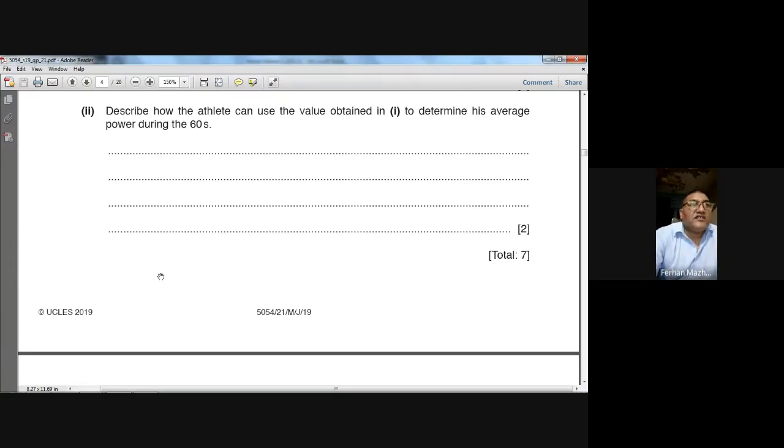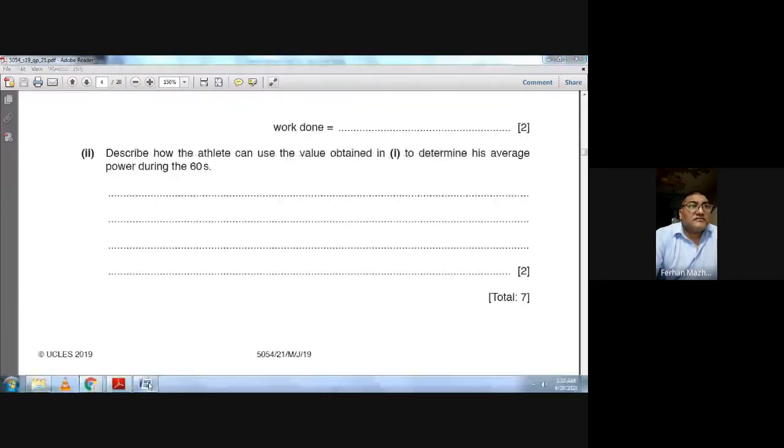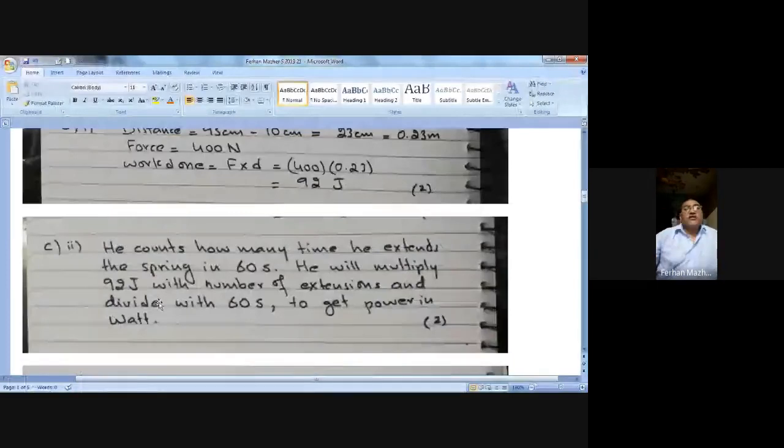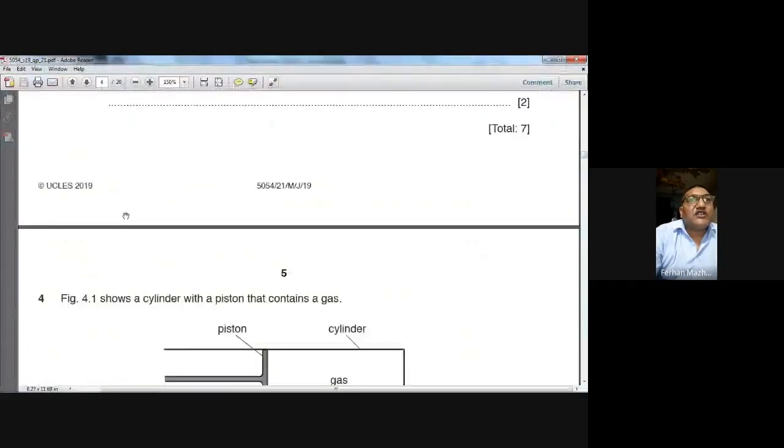I have written this answer also on paper. So let me show you that. On your screen, you can see C second part. He counts how many times he extends the spring in 60 seconds. He will multiply 92 joules with the number of extensions and divide by 60 seconds to get power in watts, because power formula is total work done divided by time. And the unit of the power is watt. So it's a two-mark question, not that difficult. I hope the question number 3 is clear to you. Let's move to the next question.